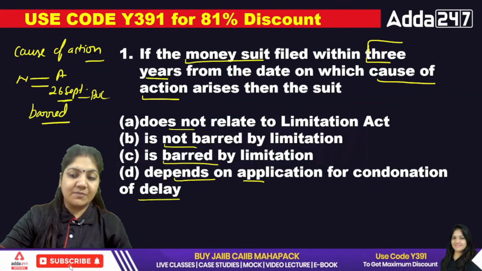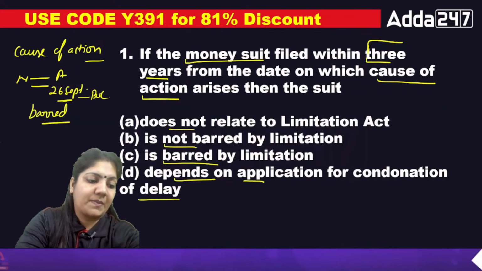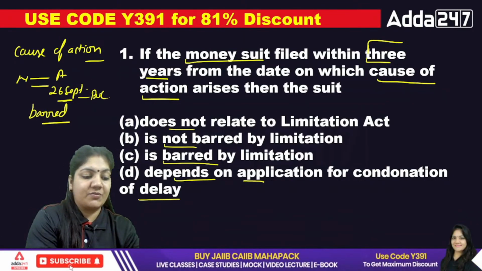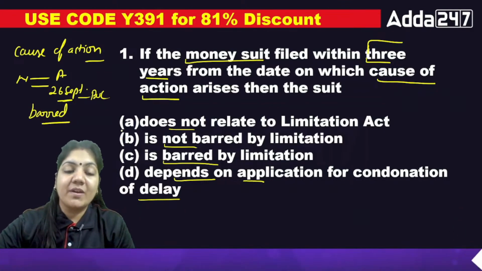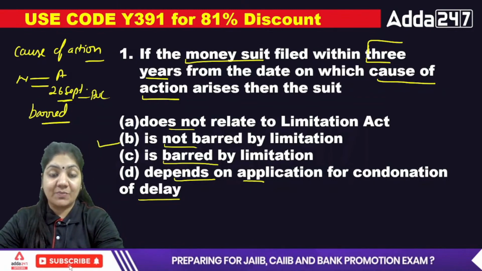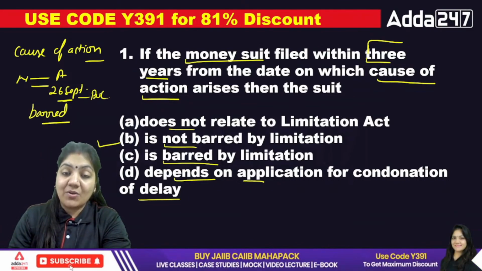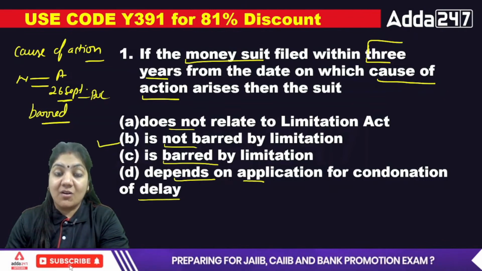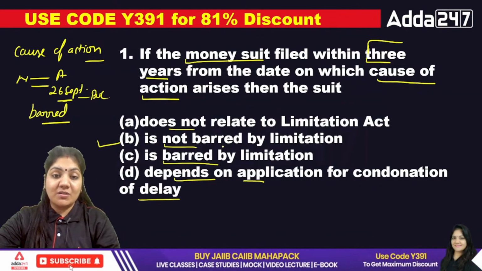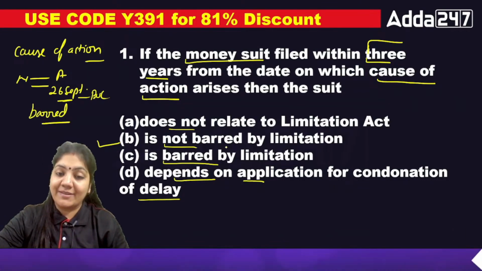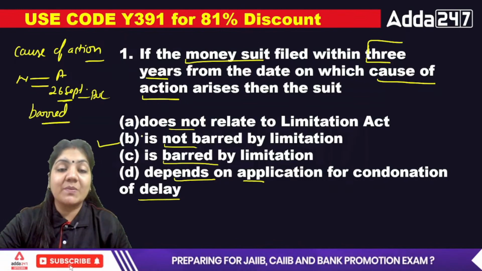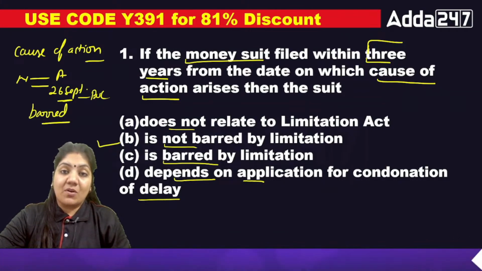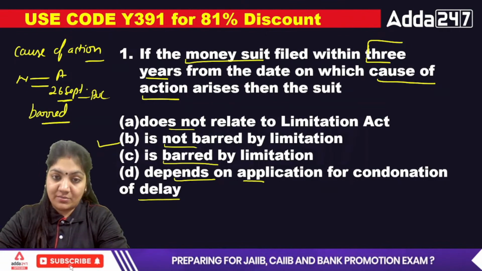So if the limitation of the money suit is 3 years, then the answer is very simple. It is not barred by limitation, because that case can be heard by the court. Why? Because it is filed within the 3 years, which is the exact limitation of a money suit. So that's why B is the right answer. Not barred means it is not prevented by limitation. The first one, B, is the right answer. If you people feel that, ma'am, I have a problem with that question, please write in the comment box. I always check the comment box and can easily reply.